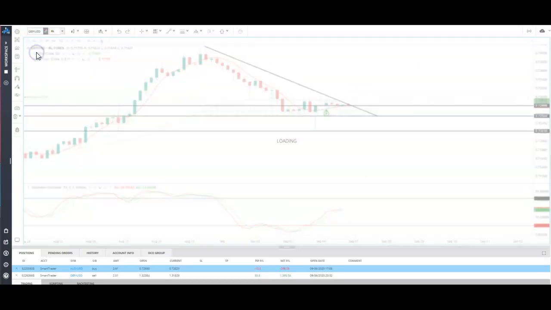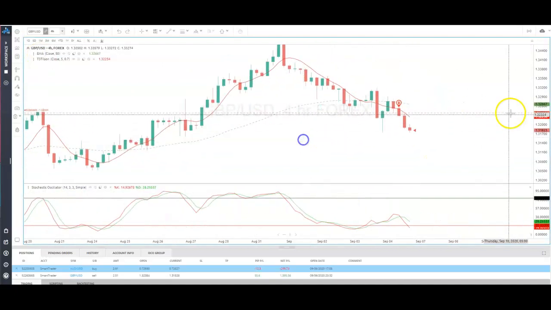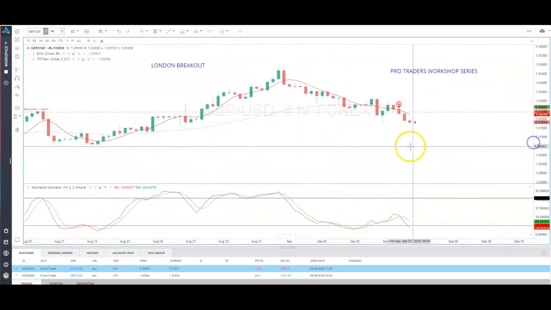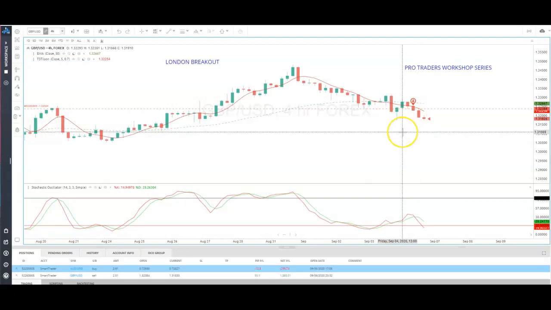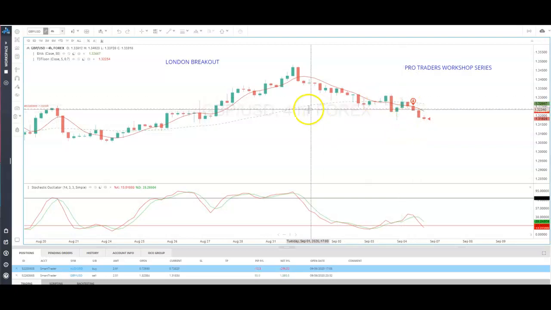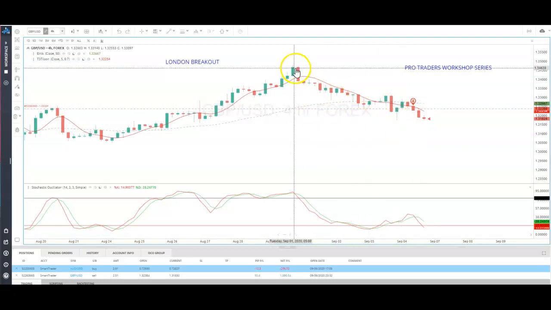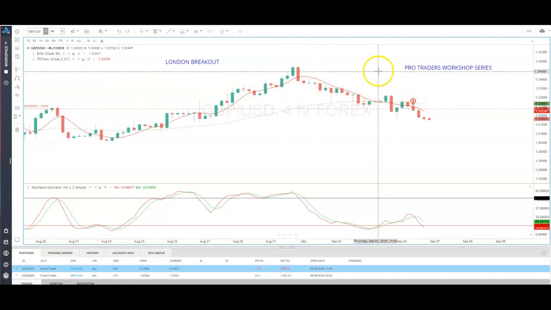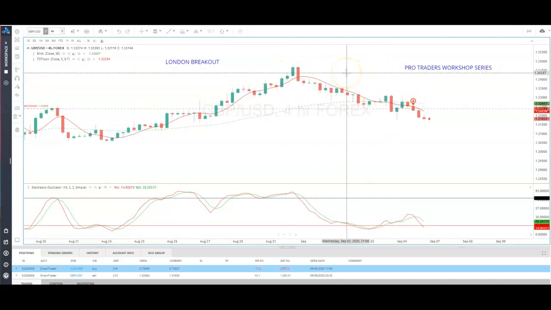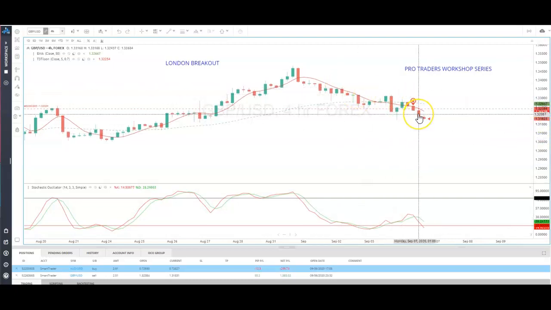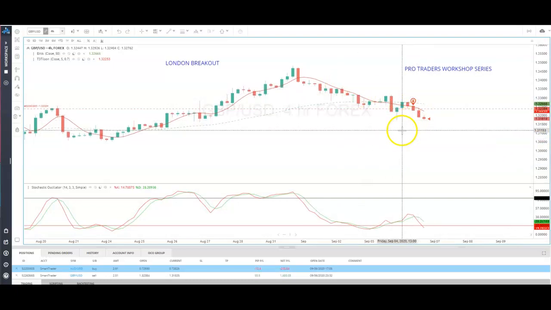So again, the London breakout is not a hard trade to take. You just have to qualify the trade. Look at all the time frames. Look at the overall direction of the pound dollar, pound CAD. That is the direction the market should take at the London breakout, at London Open.